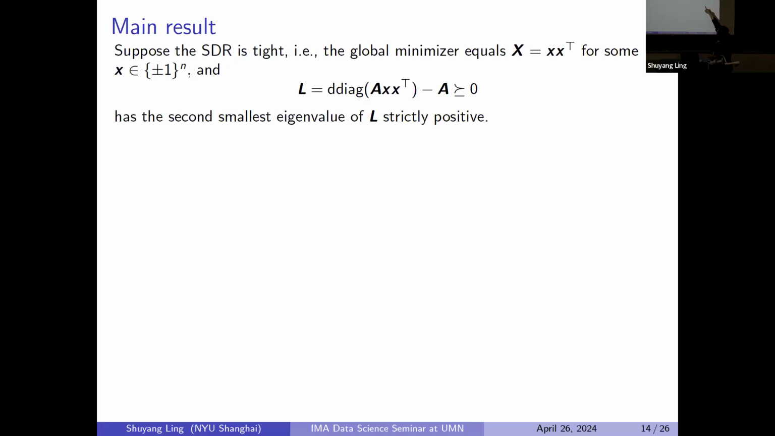Which means you have X times X transpose, right? This ground truth, and this Laplacian matrix, or the certificate matrix, is positive semidefinite. Which means that L is a bit like the Hessian at the global minima. So it's basically a local property, right? It's a Hessian matrix at the global minimizer.